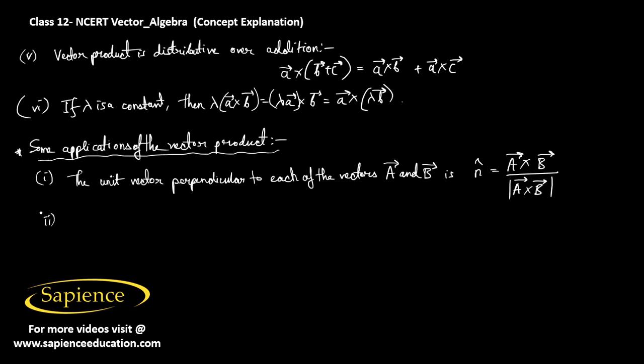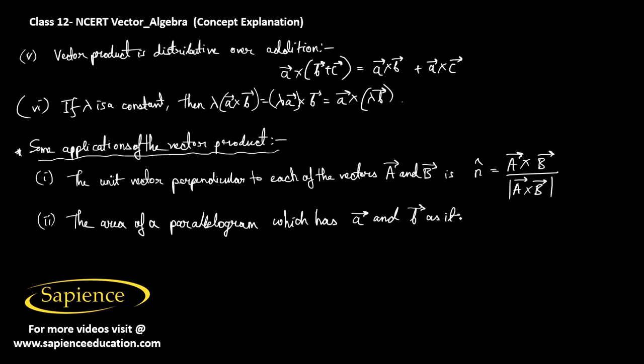And the second application is that the area of a parallelogram which has A vector and B vector as its adjacent sides is given as magnitude of A vector cross B vector.